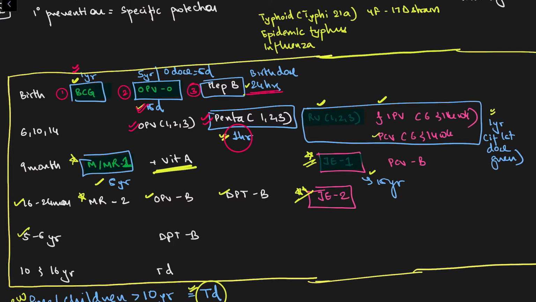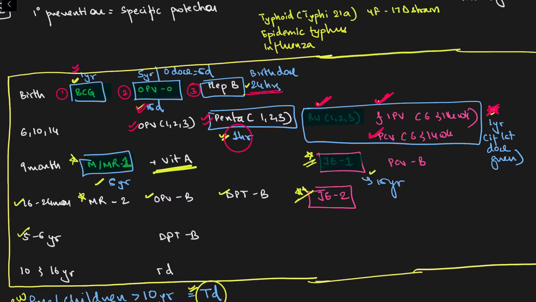Then other vaccines that are given are the first, second, third dose of Rota, then fractionated IPV at 6 and 14 weeks, and pneumococcal vaccine at 6 and 14 weeks. These vaccines, that is rotavirus, fractionated IPV, and PCV, they can be given up till 1 year, but only if the first dose has already been received.